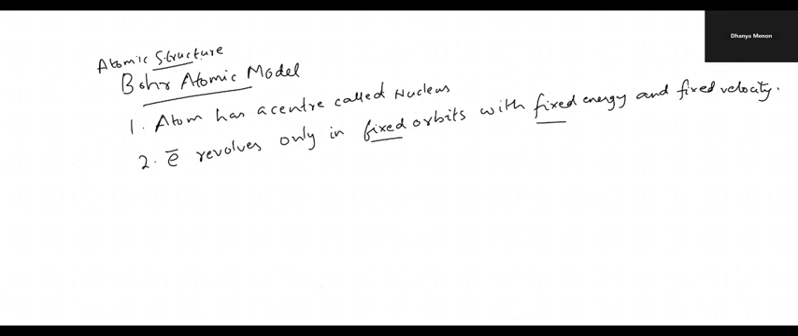So that means they cannot be anywhere around the nucleus. They should be in a certain orbit, revolving with a certain amount of energy and a fixed velocity. Now, what type of orbits does the electron revolve in? That is suggested in something called the quantization condition.